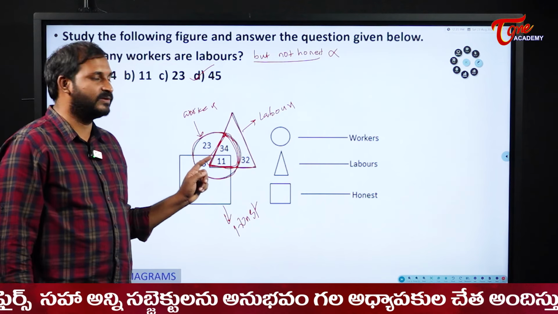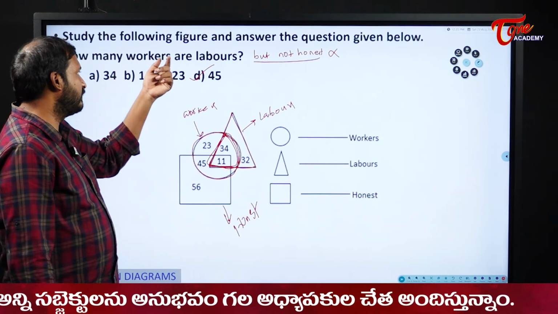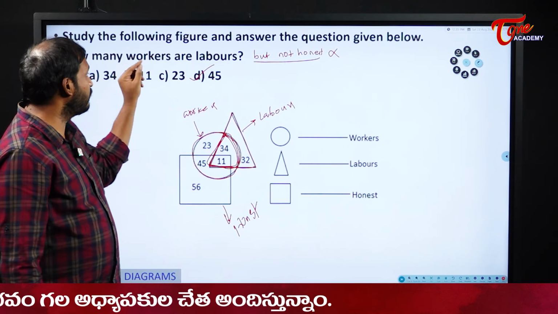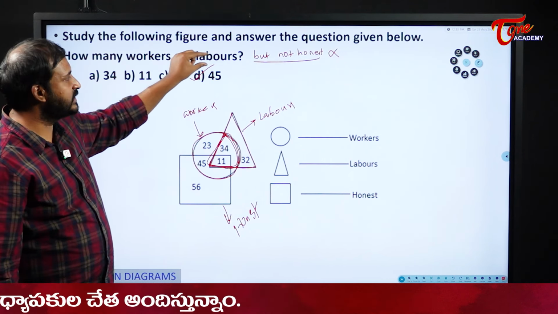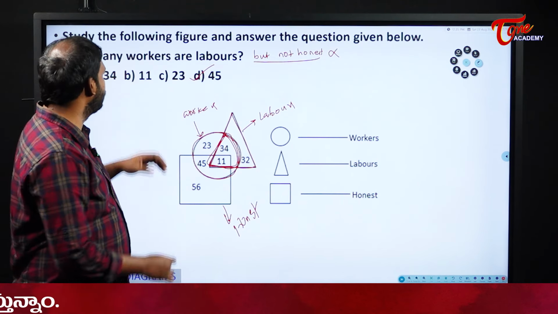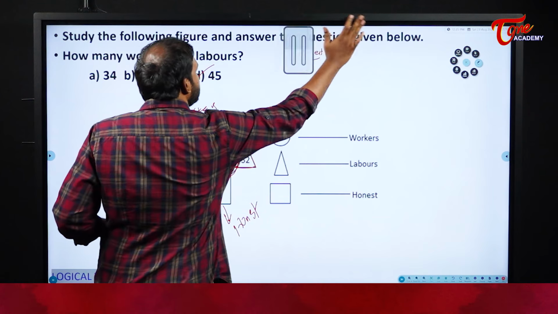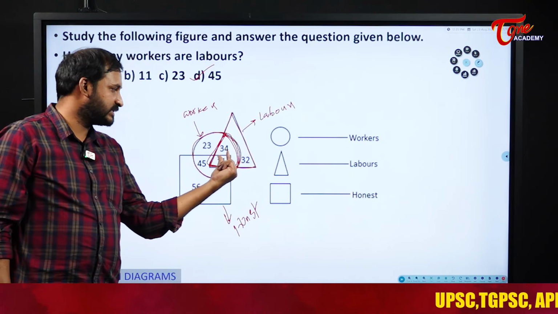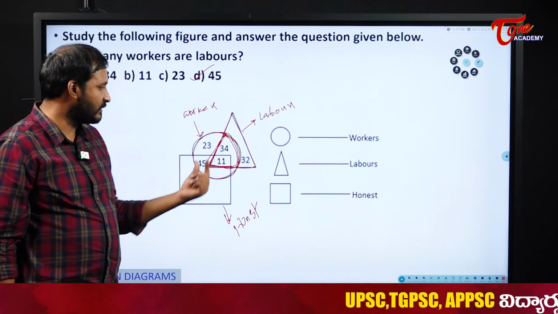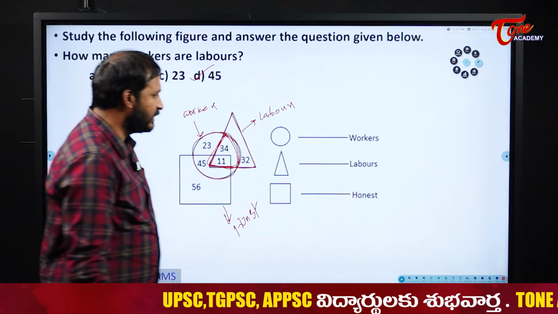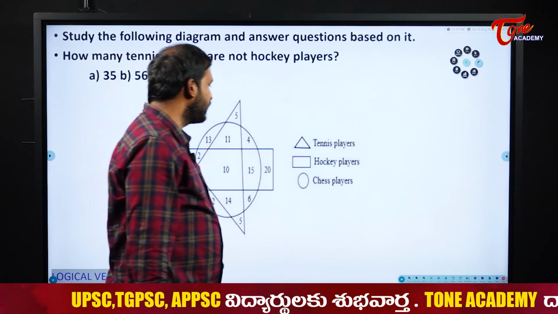Please be careful, students. Based on the words used in the question, we need to change our answer. If the question is how many workers are laborers but not honest, my answer would have become 34. But here they simply asked how many workers are laborers, so I should consider both workers and laborers together, where 34 and 11 intersect. So the sum becomes 45. Right? Next one.